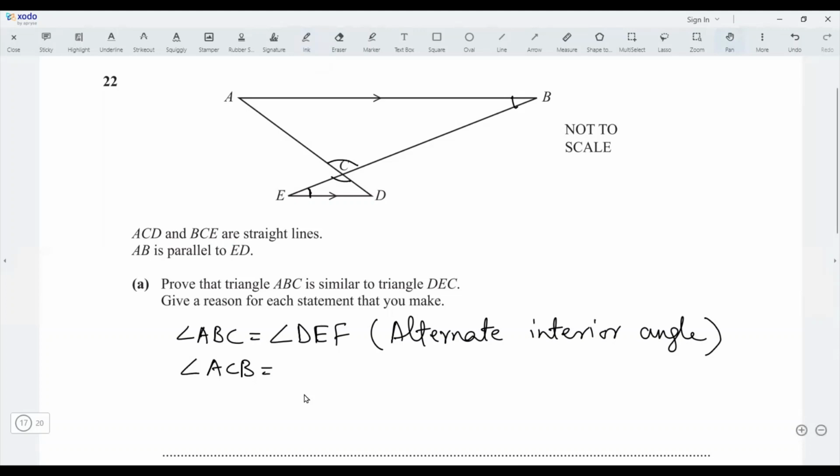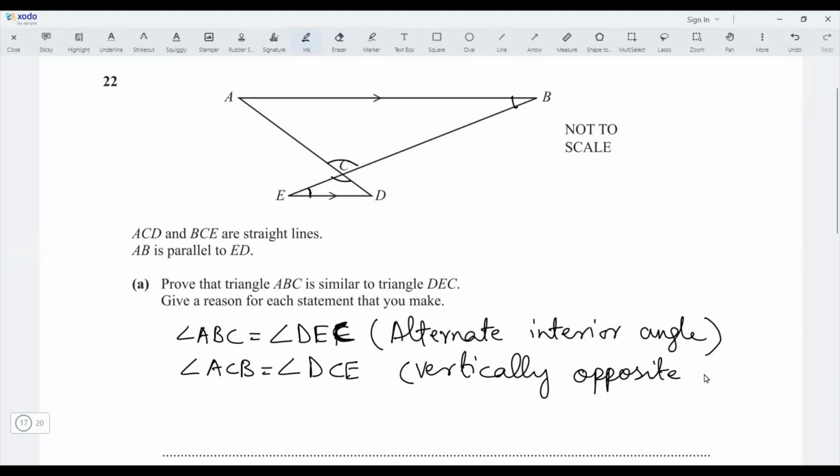angle DCE. Sorry, it was DEC, not DEF. So we can write down vertically opposite angles. So for the last property, the same alternate interior angle we can put here.